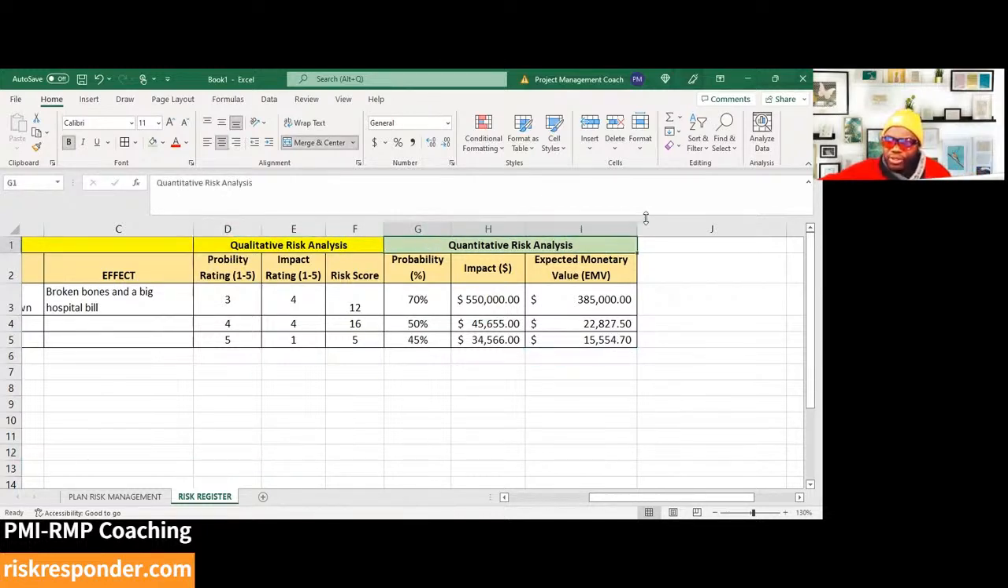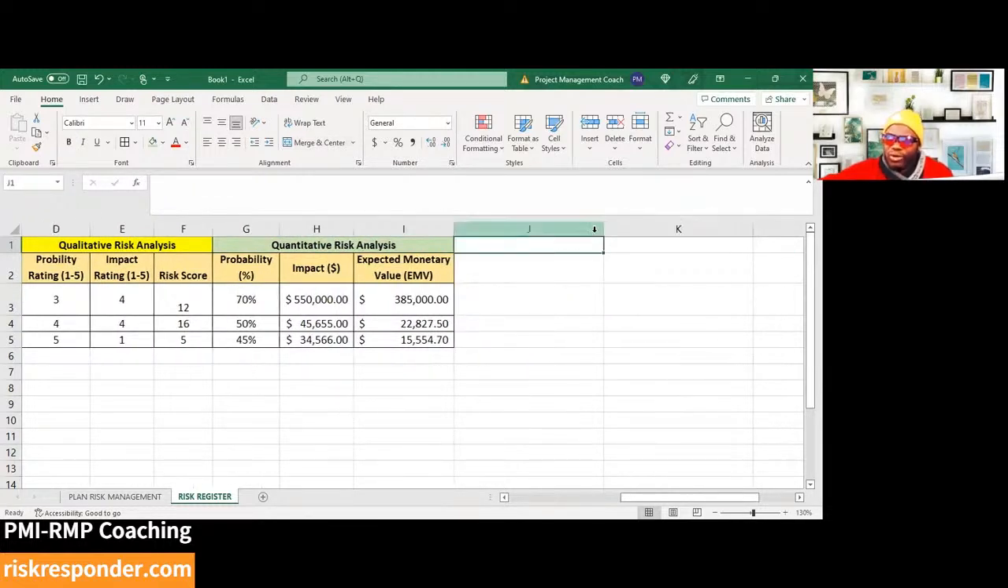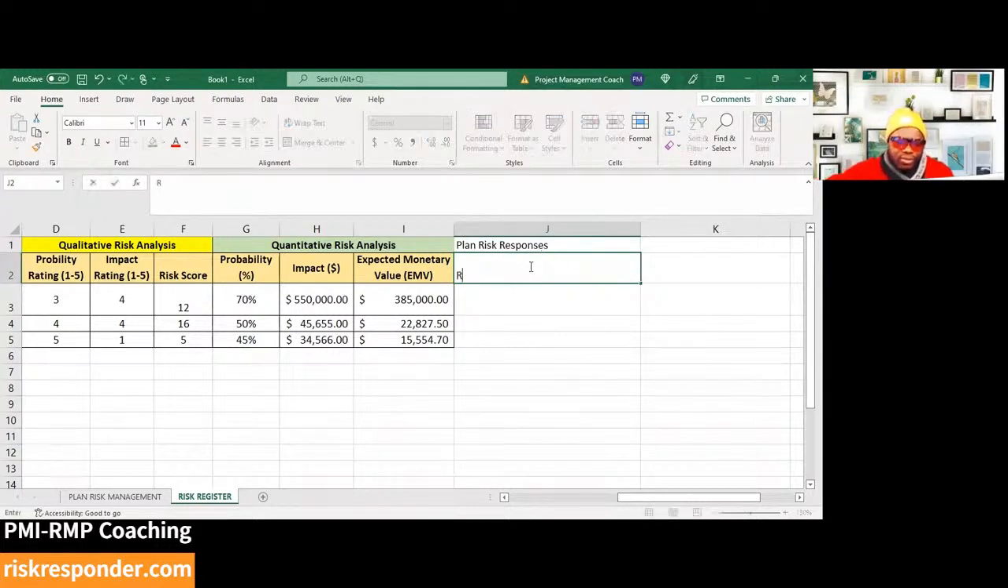So the idea, when all is said and done, when you've got the qualitative and the quantitative, you as the project manager working with the risk people, you can then come out with what we call risk responses. So we have the plan risk responses, right? And this is risk response. And your response is either going to be a team for the negative or easy for the positive.